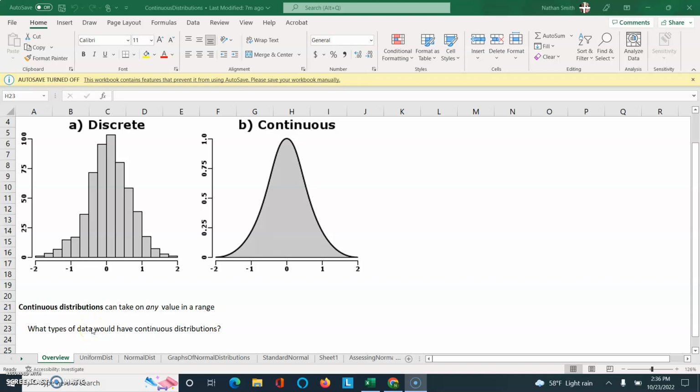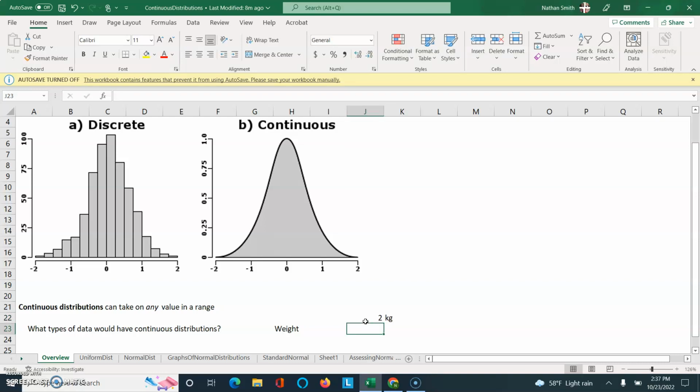Hello everyone. So this week we're going to start our discussion of continuous distributions. In those distributions, the data values can take on any value within a range. So let's think about what types of data would fit that pattern. For example, suppose I'm measuring my company's product in terms of the weight of the product. Maybe on average, a bag is 2 kilograms.